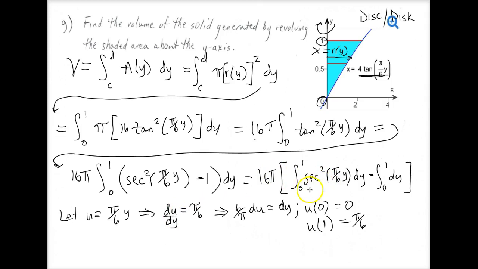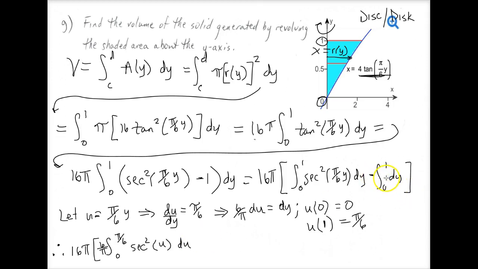So for this first term here, I know that I can change the way that that looks. So here we have, therefore, 16 pi, and then instead of saying from 0 to 1, now that's going to be from 0 to pi over 6 of secant squared u, and that'll be du, and of course there is a 6 divided by pi factor that's on the outside there, okay?